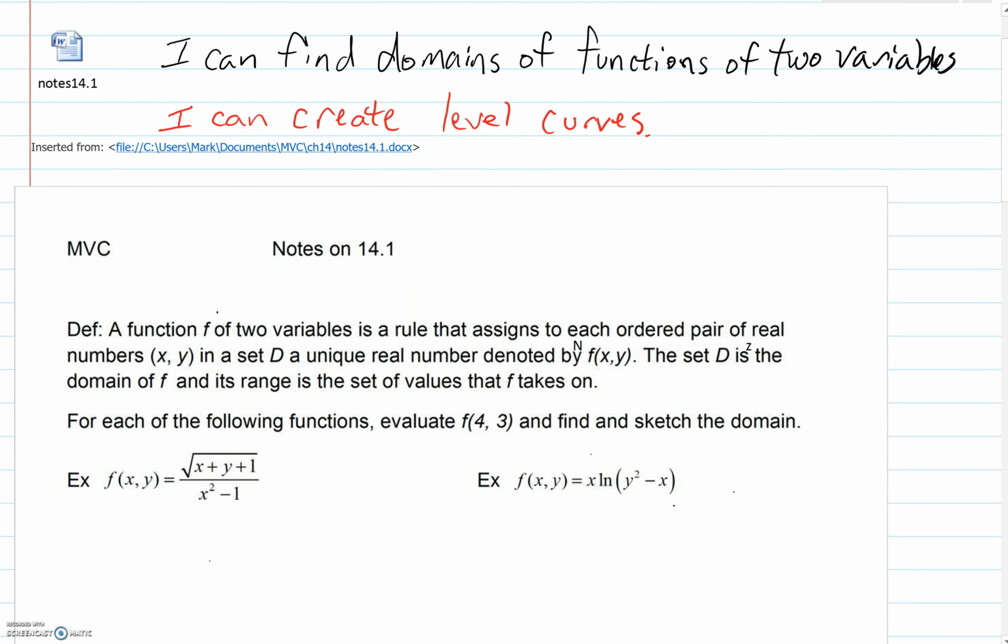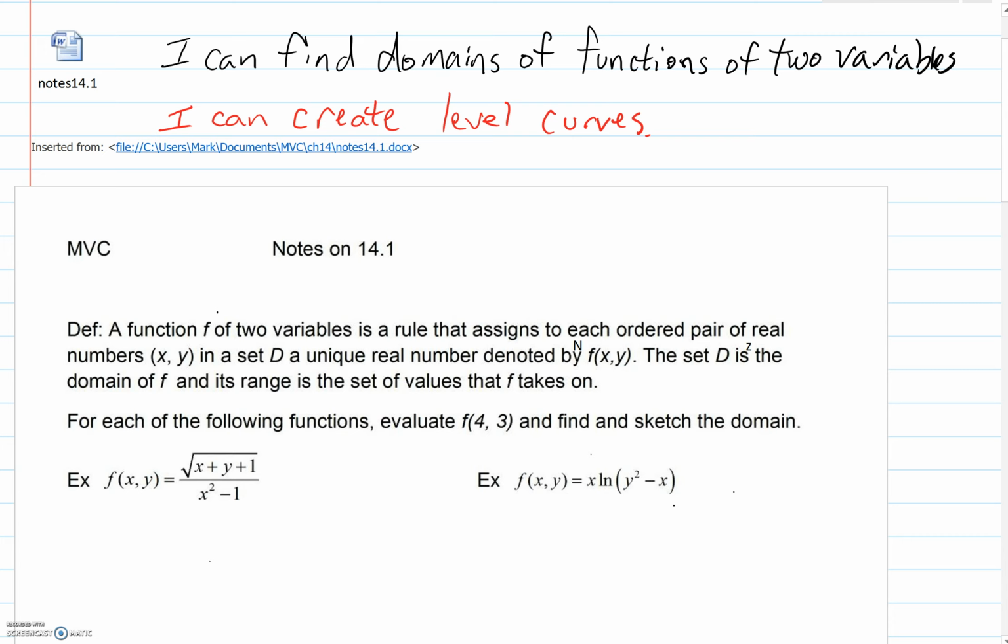Multivariable Calculus, Lesson 14.1. We are in a brand new chapter, and look at our learning targets at the top. I can find domains of functions of two variables. That's the big change that we're jumping in. Even today, we're going to see a function not of just one variable, but actually of two, like you could have f of x, y. We'll even get to functions of three variables and even see that today, believe it or not.